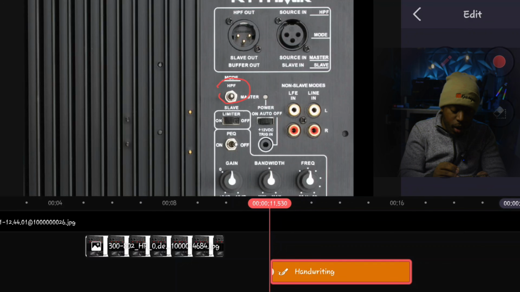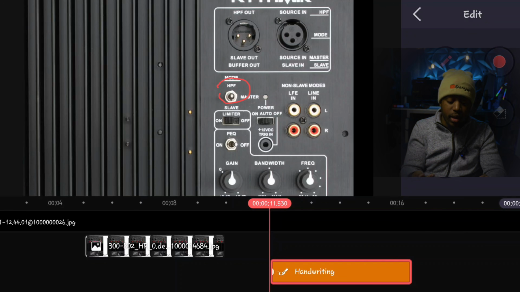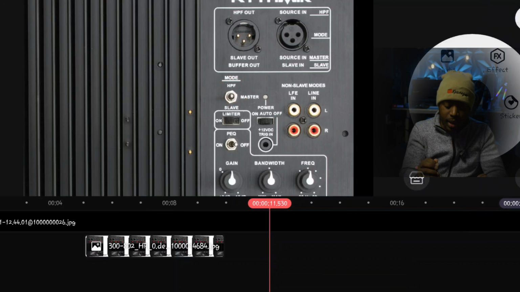Here we have your modes, your high pass filter, your master, or your slave. So this here, I have mine on master. I only have one G25 HP, so it's the only sub. It's not daisy chained, so it's not controlling another sub, so I don't need to put it in slave. And I'm not using the high pass filter mode either. So I'm just using master because this is the only sub that I desire to control.